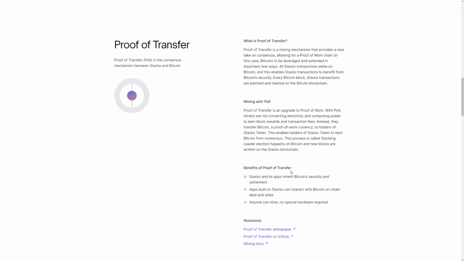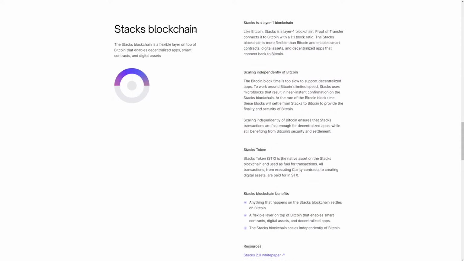So the benefits of proof of transfer are the security and settlement of Bitcoin, the ability to interact with Bitcoin on-chain data and state, and also that anyone can mine with no special hardware required, as you need for mining Bitcoin or ETH for that matter. And there is a more thorough explanation of the STX blockchain, that is basically a layer on top of Bitcoin, as they said before, and the proof of transfer connects to Bitcoin with a 1-to-1 block ratio, but compared to Bitcoin it enables smart contracts, digital assets and decentralized apps that connect back to the Bitcoin blockchain.